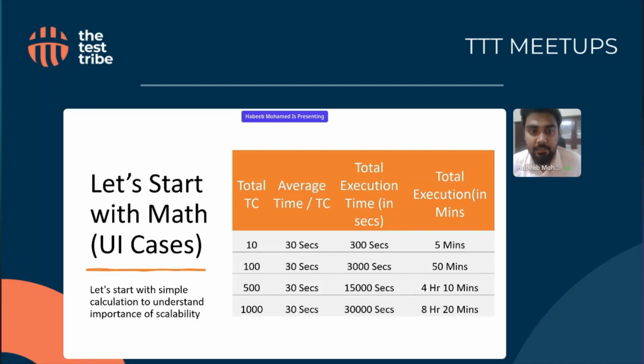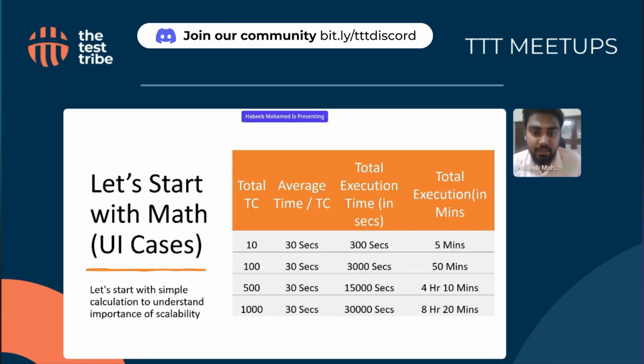It's great, right? But when the number of test cases gradually increases, we can see that the time also increases, and at some point we can see it increases in an exponential way. Like when it reaches 500 test cases, it's almost taking 4 hours and 8 minutes. When it reaches 1,000 test cases, it's almost taking 8 hours 20 minutes.